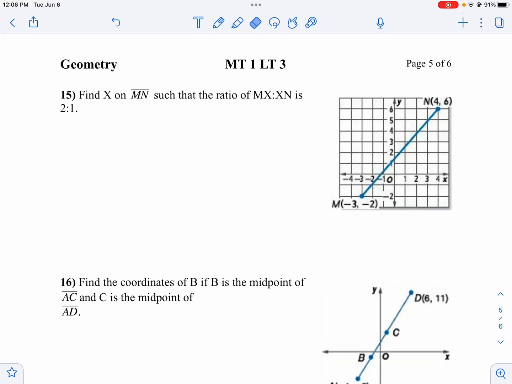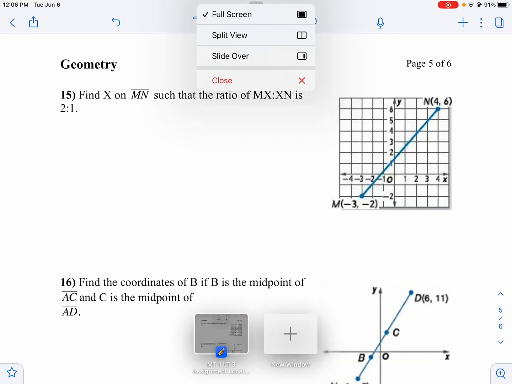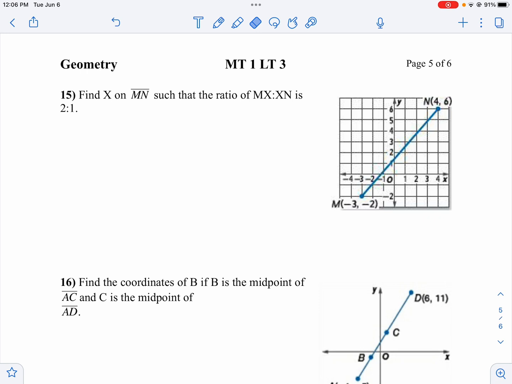On page 5, notice we're switching from distance to ratio. And when we do a ratio, that doesn't mean we're in a distance of 2 to 1, because that doesn't make sense. You can't have 2 parts and then 1 part as distance. But we can have a ratio of 2 to 1.